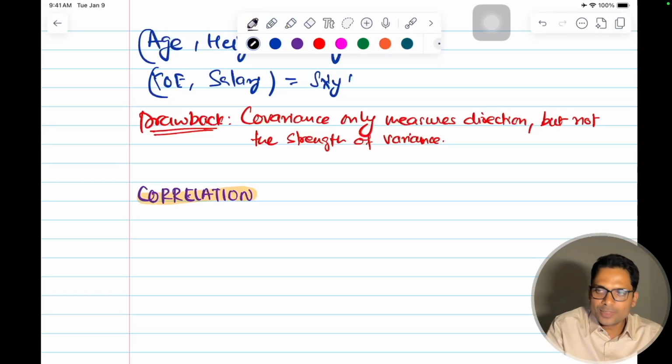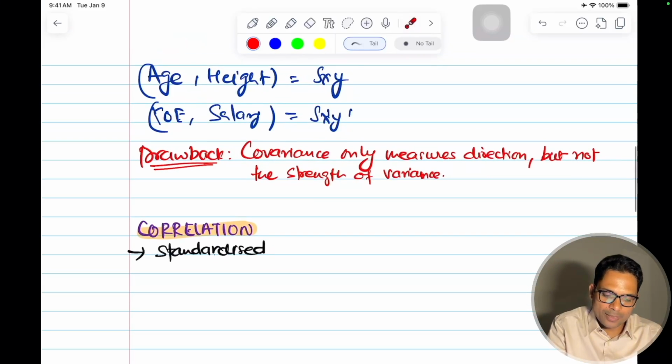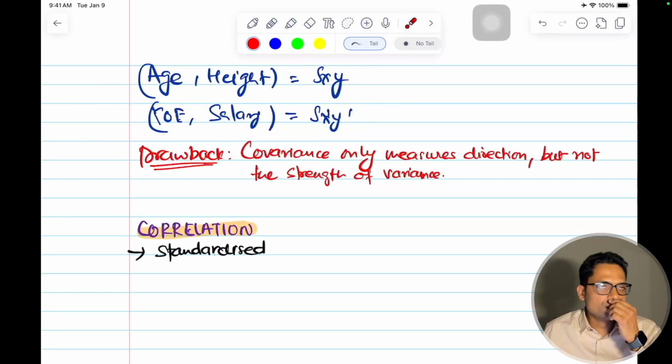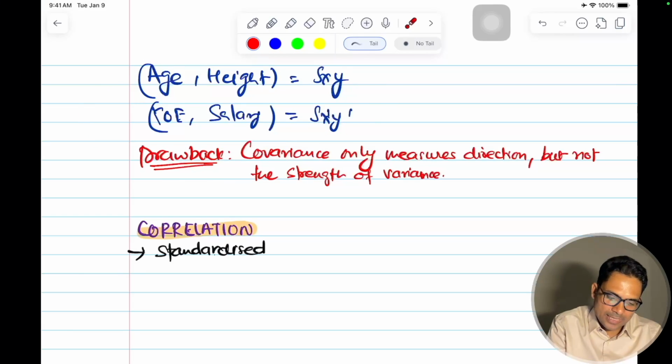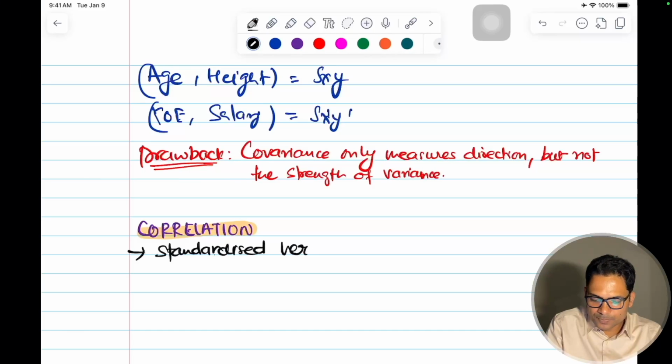Correlation gives me a standardized version. Standardized means I can now compare these two different data sets. This is a standardized version of covariance.